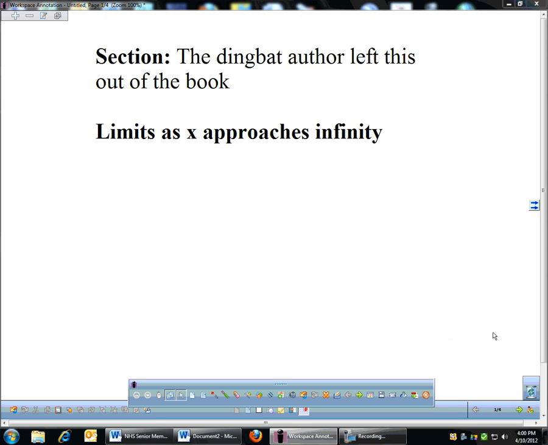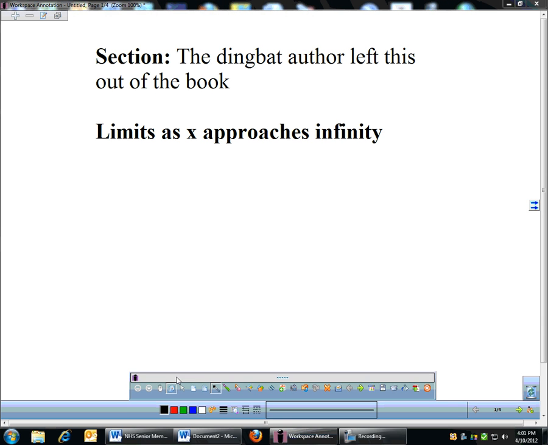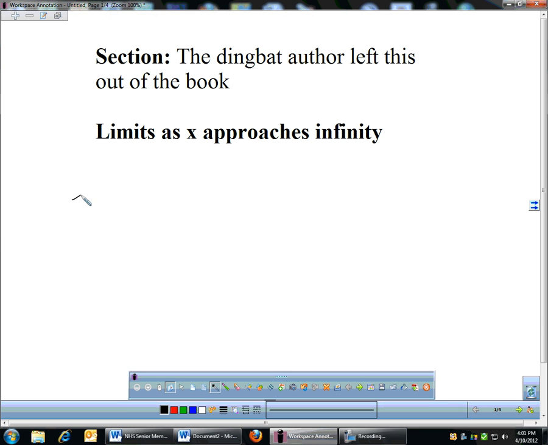All right, this next section, for whatever reason, is not in the book. This is limits as x is approaching infinity. And before we really get into the details of these limits, there are two really quick things that you need to understand, or at least accept, about the limit as x approaches infinity.